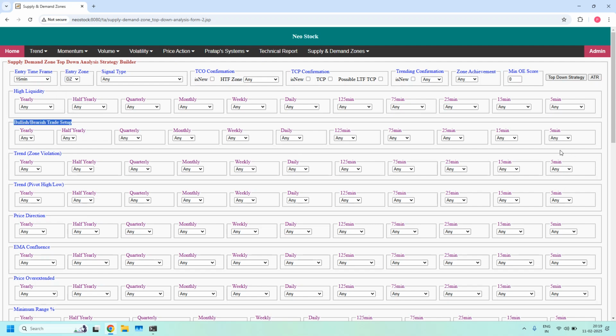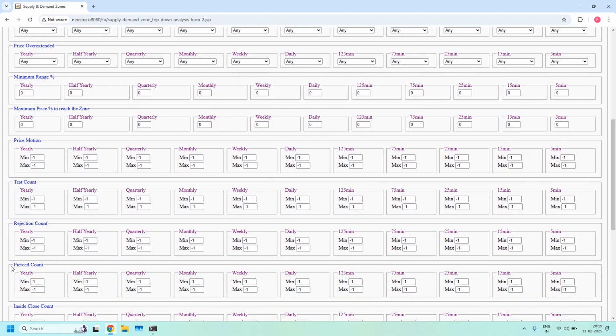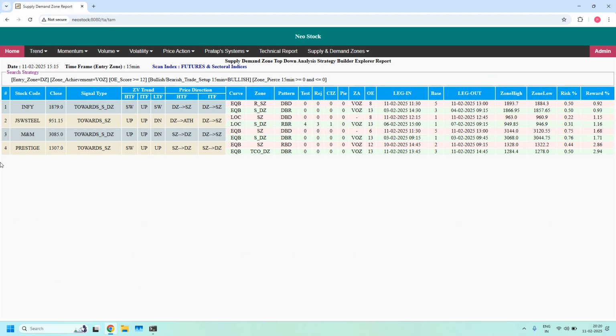In bullish or bearish trade setup, 15 minutes time frame, I am selecting bullish, and the 15 minutes demand zone should not be pierced. So in the pierced count, at 15 minutes time frame, setting minimum value 0, maximum value 0, that means zone is not pierced. Zone achievement violated opposing zone, minimum odd enhancer score 12. All three filters are applied to 15 minutes demand zone. We got 4 stocks. Currently these 4 stocks are supporting bullish trade setup for daily income trade, and entry time frame is 15 minutes demand zones.